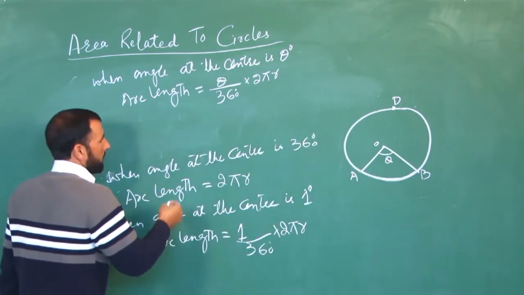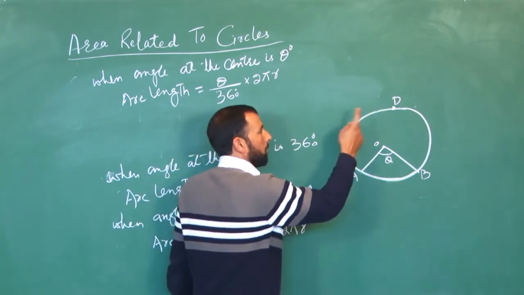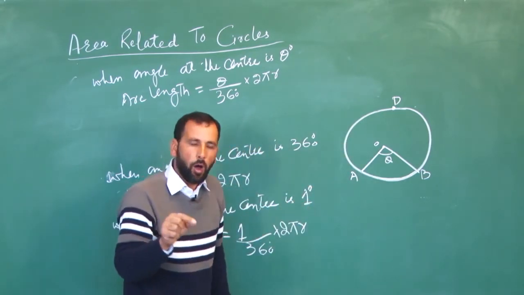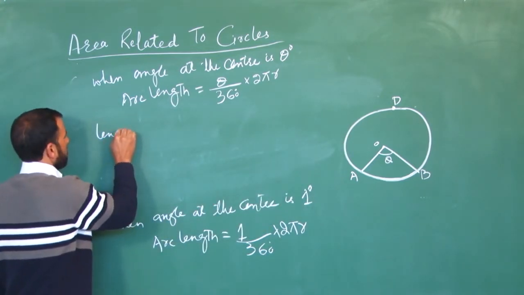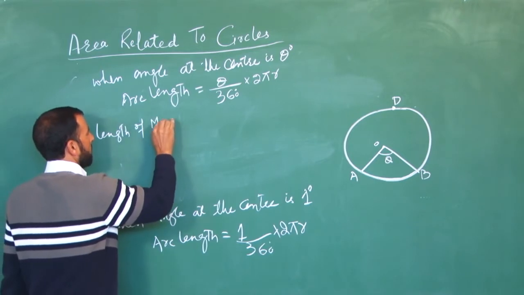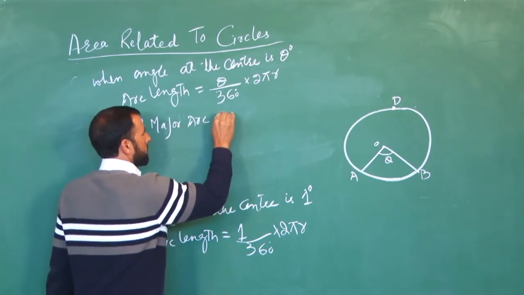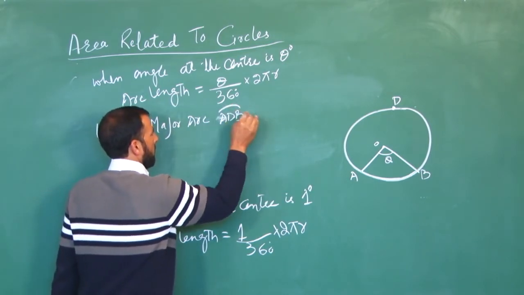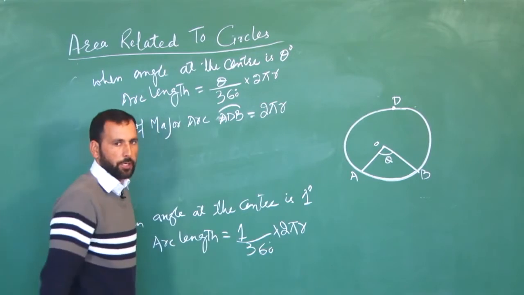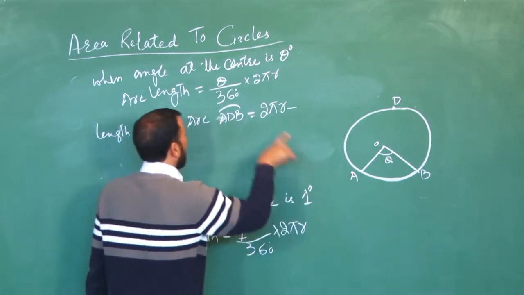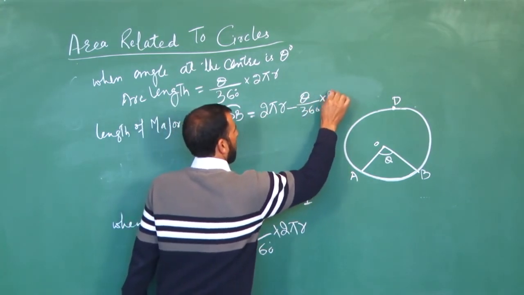That means we can write the length of arc ADB is equal to the circumference minus the length of the minor arc. So the length of the major arc, arc ADB, is equal to 2 pi r, meaning the circumference of the circle, minus the length of the minor arc, that is theta divided by 360 into 2 pi r.